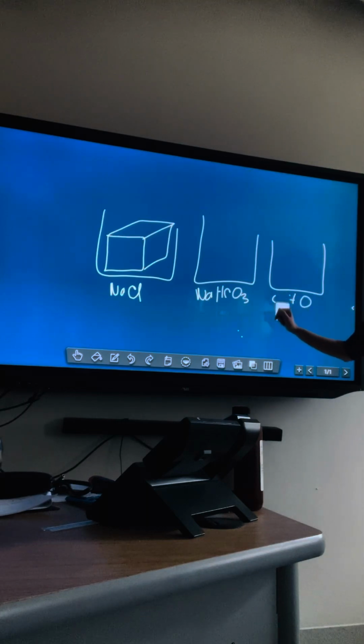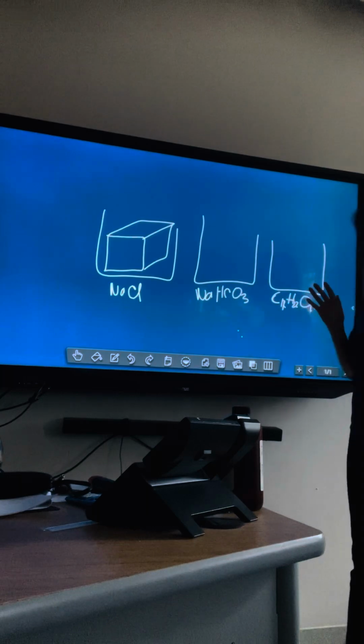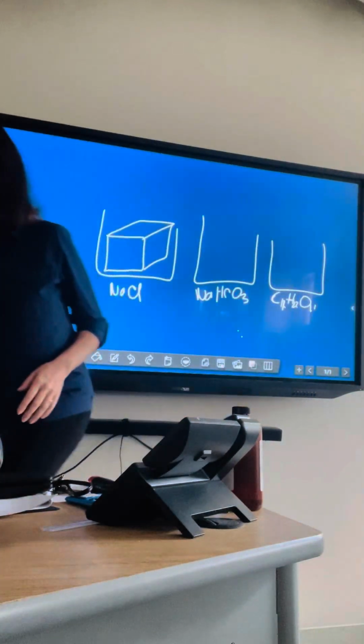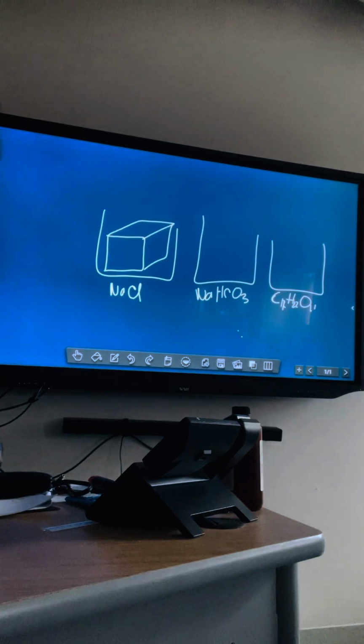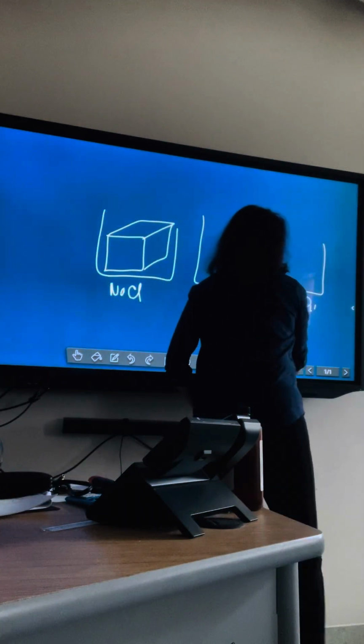No, that's glucose. See, Ali, I forgot the name for sugar. C12H22O11. I think it's 12-22-11. Sucrose. No, it's 23, I think. Google it. I'll Google it. That's right? It's 12, 22. Okay, C12H22O11.